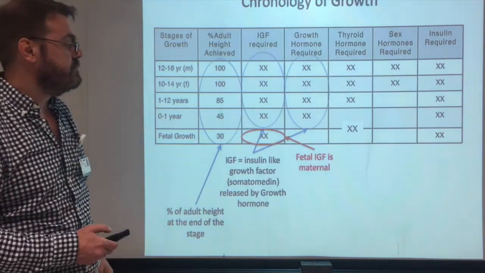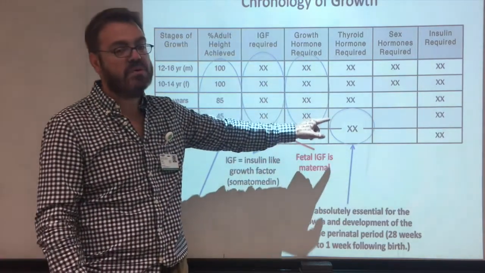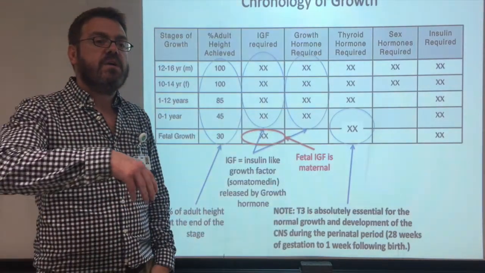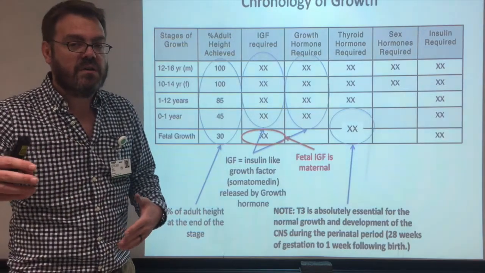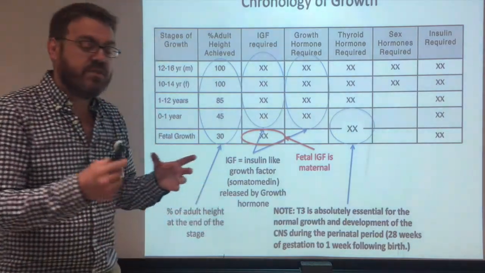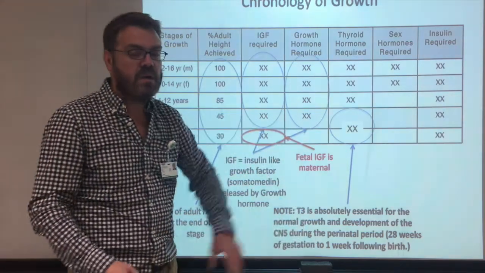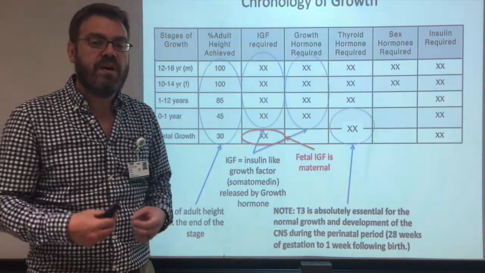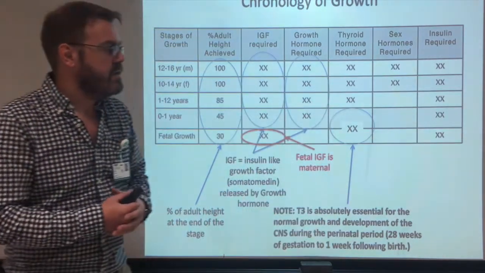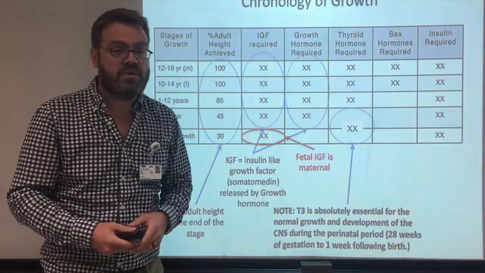Thyroid hormone is required throughout all stages of life, but it's particularly important during this perinatal period, this period that's sort of 23 weeks after fertilization till about a year after birth. And if it's not around in significant quantities during this time, then the neuronal development is stunted, you get cretinism, and it's required as well during the other periods of growth, because in absence of it, then IGF doesn't function quite so well.